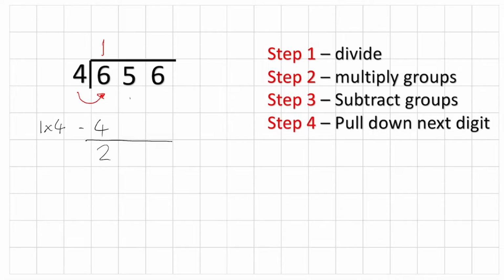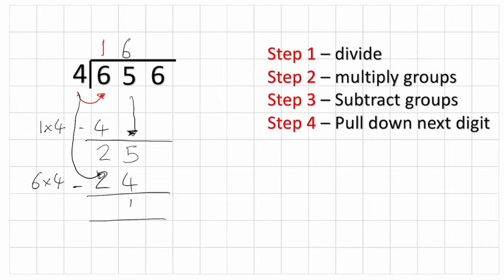Now I can bring down my next digit. I'm not going to bring the 6 with it. I'm just going to bring the 5 at this point. And I have 25. Now I can ask myself, how many 4's are there in 25? So 4's into 25, we can count up in our multiplication table if we want to try and do it that way. 4, 8, 12, 16, 20, 24, and I can't go to 28 because that would be more than 25 and that would be too many. So the answer is 6. And let's see how many we took away that time. So 6 times 4 equals 24. Take that away and I'm left with 1.